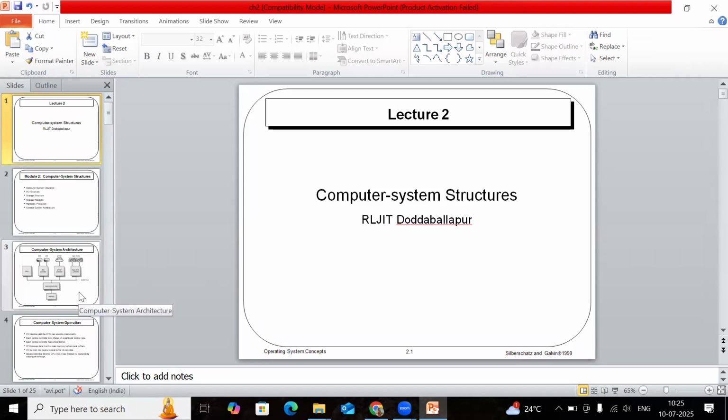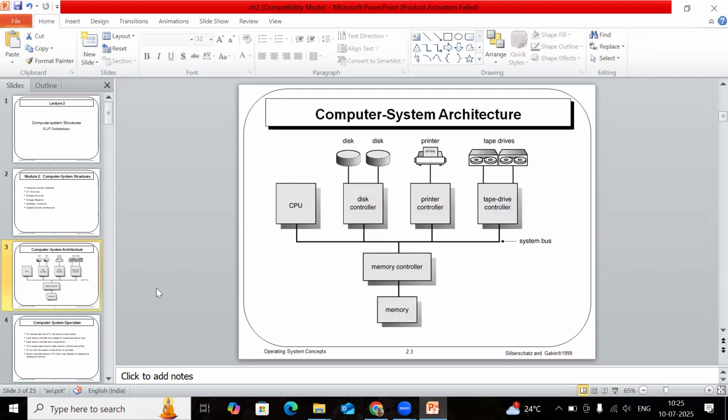In a computer system structure, there are one or more CPUs and device controllers connected through a common bus. The disk controller, print controller, and monitor or tape drive controller are connected, providing access to the shared memory. Each device controller is in charge of a specific type of device.